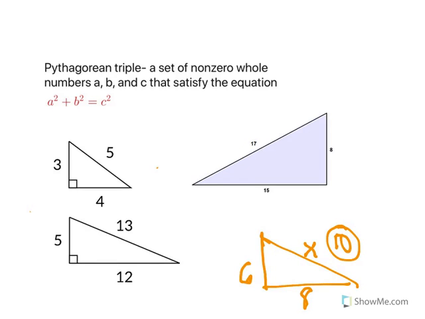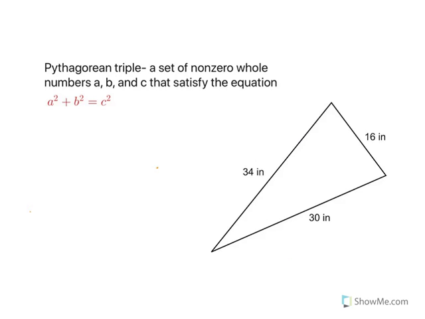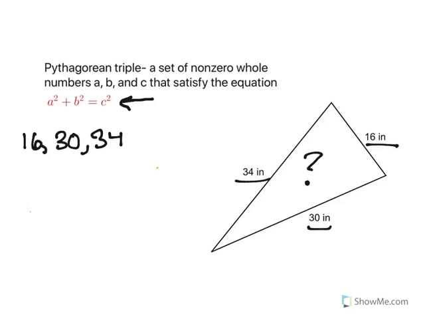All right, let's talk about another reason why the Pythagorean triple is important. So for this triangle, it is 16, 30, 34. Do these 3 numbers make up a right triangle? Is this a right triangle? When given the 3 sides and asked, is this a right triangle, we use the Pythagorean theorem. So this is called the converse of the Pythagorean theorem.